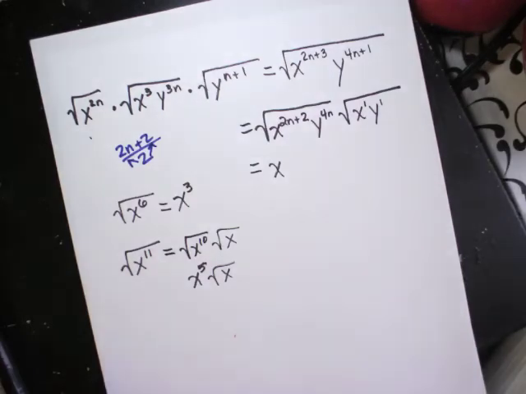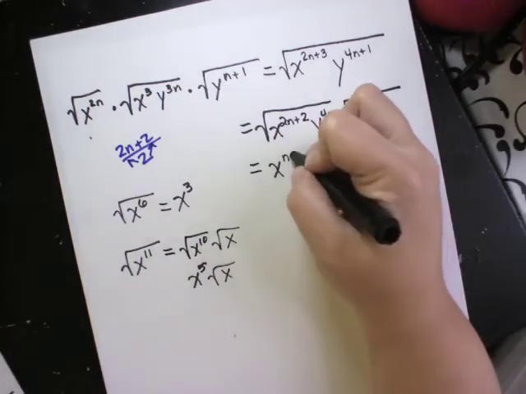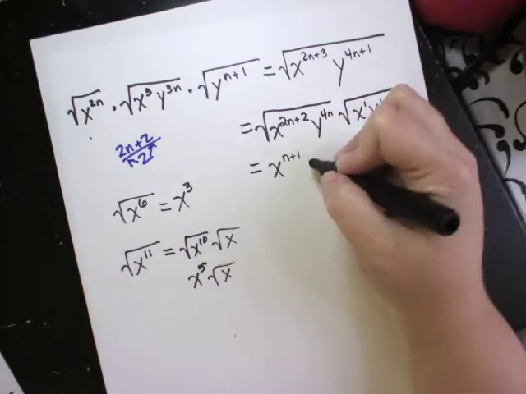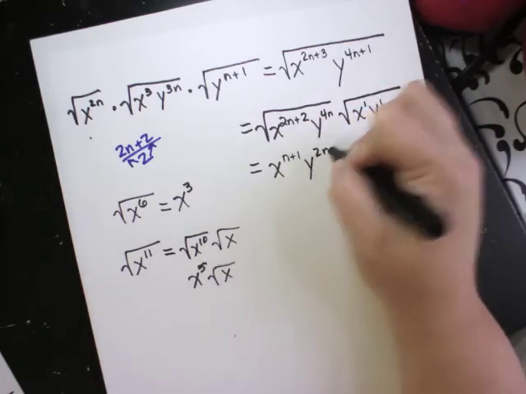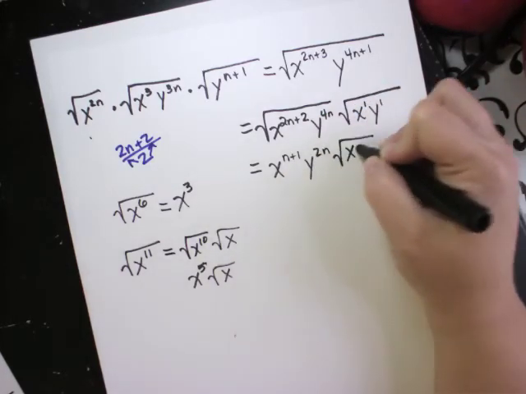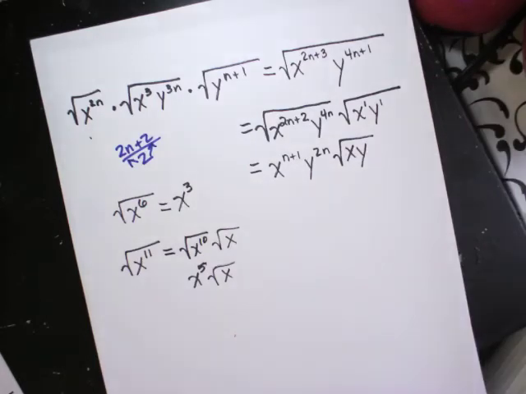Yes. So what do we have? x to the n plus 1, and then there's a y to the n. y to the n, perfect. Nice job. And then I still have my x and y under here, and we're done. You guys did it. Okay, cool.